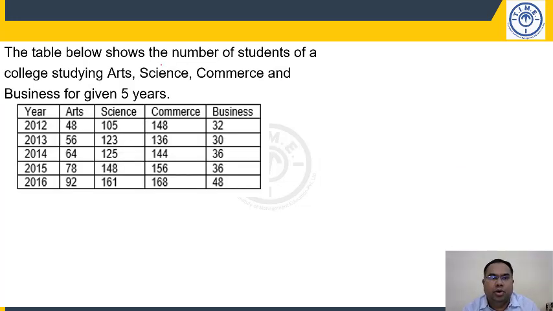Now, the table below shows the number of students of a college studying arts, science, commerce and business for given 5 years. So 2012, 2013, 2014, 2015, 2016. These are 5 different years, and we have 4 different subjects here: arts, science, commerce, business.